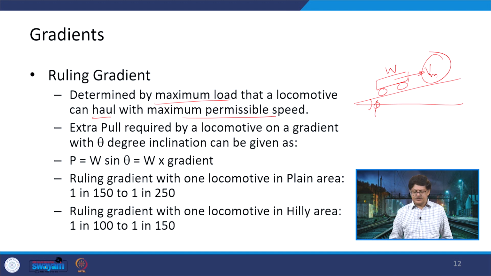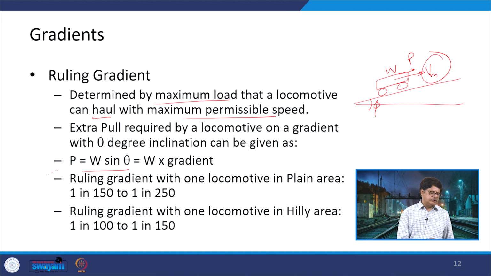Then in that case, if the force with which it can haul is P, then this should be such that it can resist the resistance offered by the gradient, and that is W sin theta, or it can also be written as W into the gradient value.